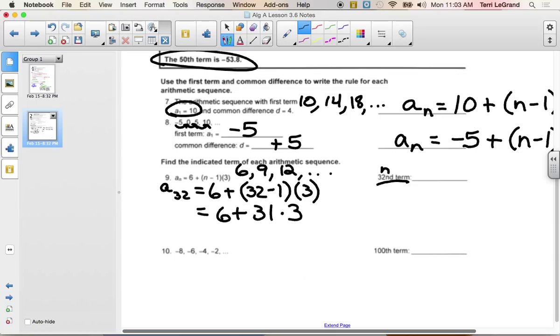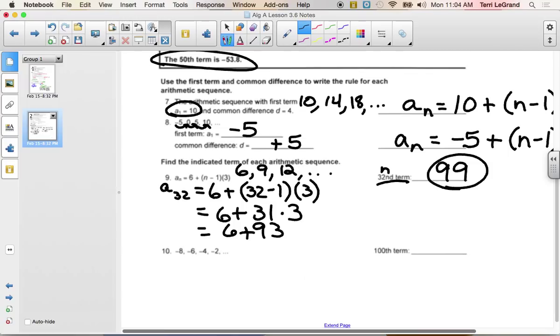In order of operations, do we add first or multiply first? Multiply. And you're going to make the mistake and add first. Be careful. You should not add first. You should multiply this 31 times this 3. Remember, we're shortcutting. 31 times 3 is 93. And this is a plus here. So 6 plus 93. The 32nd term is 99.